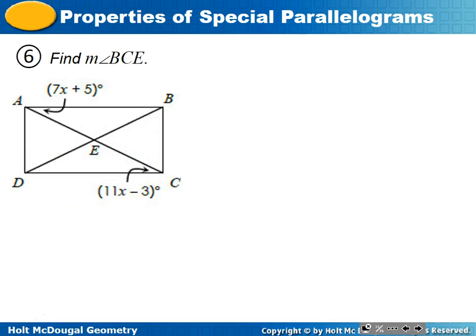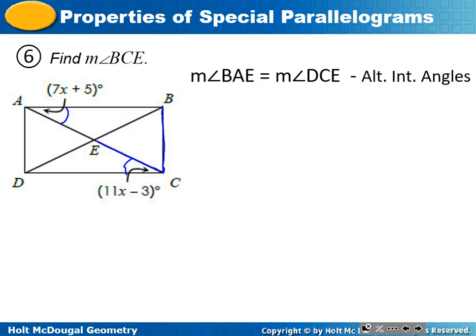All right, number 6. This one says to find the measure of angle BCE. So let's see where BCE is. BCE is this angle right here. So the first thing that I noticed is that the two angles that I'm given here are alternate interior angles. That means we should be able to set those angles equal to each other and solve for x.